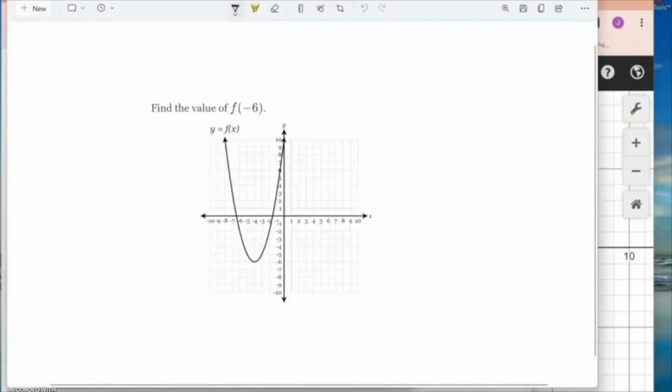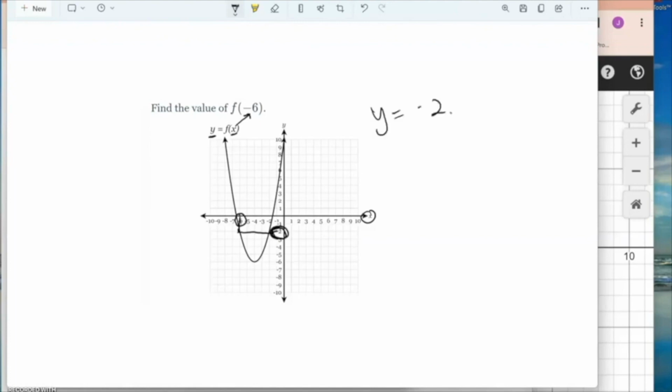So again, they tell you y is f of x, right? See where the x is? It's inside the parentheses. That means this is x, and they're asking you what y is. So go to x, go to -6. Go to the graph, so up or down. So I go to the graph right here. Then I go to y, and I see what my y value is. So my y value is -2. Okay, that's all you're really doing there.